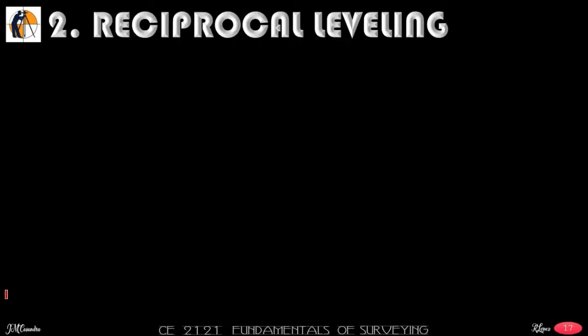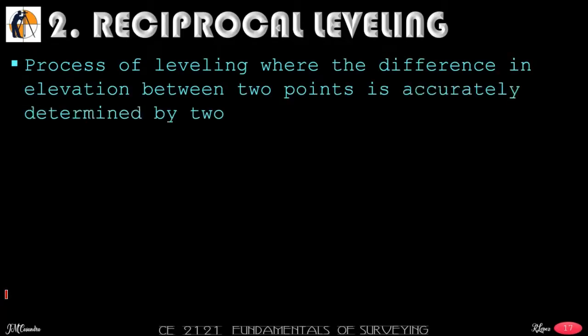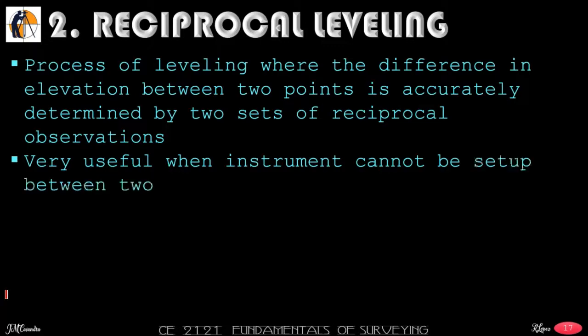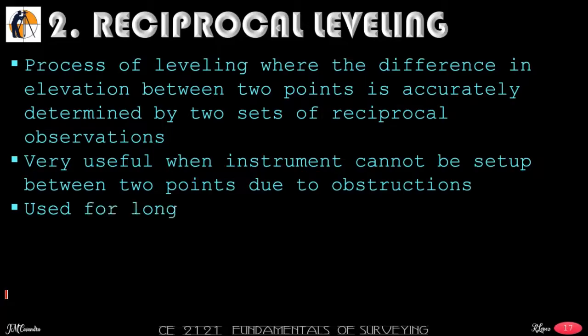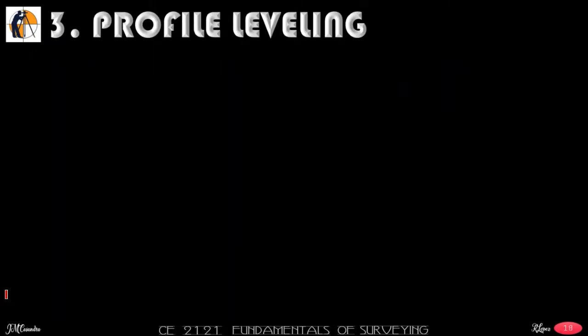So next we have reciprocal leveling, which is the process of leveling where the difference in elevation between 2 points is accurately determined by 2 sets of reciprocal observations. So this is very useful when instruments cannot be set up between 2 points due to obstructions. Examples of obstructions would be very large rivers, a cliff, large buildings, and the like. So this is used for long sights to minimize errors of reading, instrument adjustments, and effects of curvature.